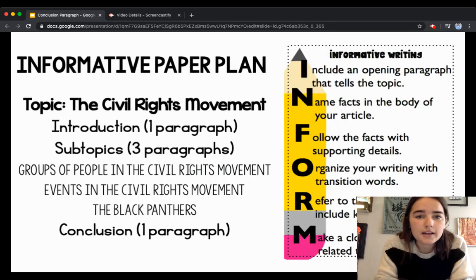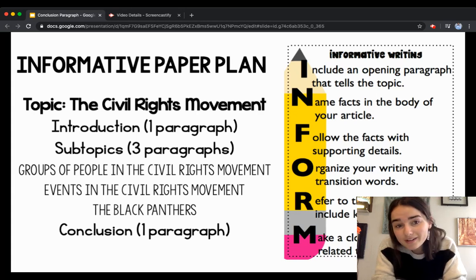Take a look at our informative paper plan. Remind yourselves that we have already written our introduction paragraph, we've written our 3 body paragraphs, and now we are on our last step.